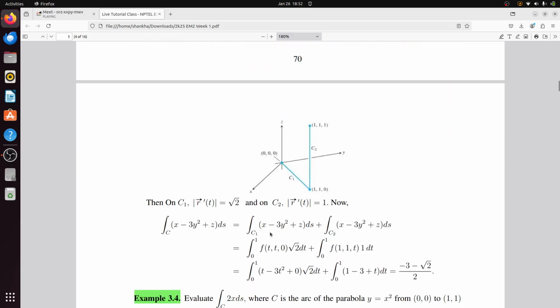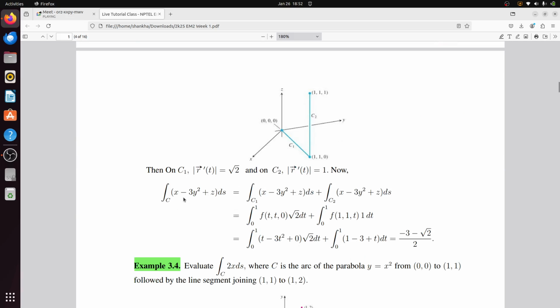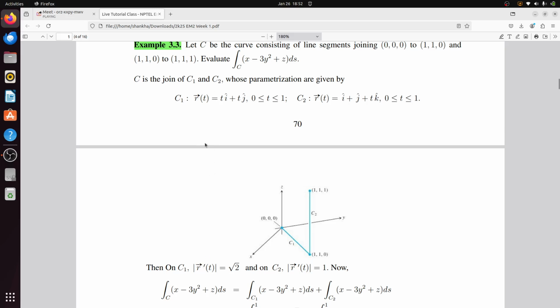Okay, so this is the parameterization. First you need to solve x minus 3y square. The modulus of dr/dt will be square root of 1 square plus 0, because you do not have any x, y coordinate dependence, so the derivative will be 0, because they are not dependent upon t. Only dt will give you 1, and the square root of 1 will be once again 1.